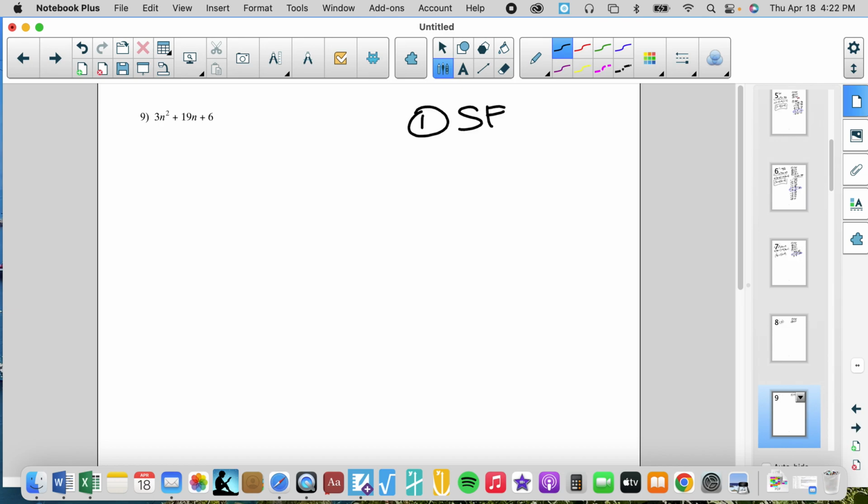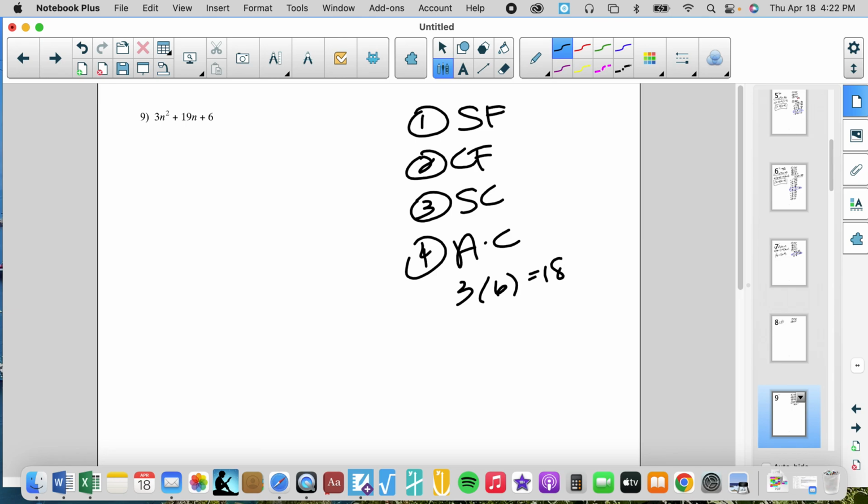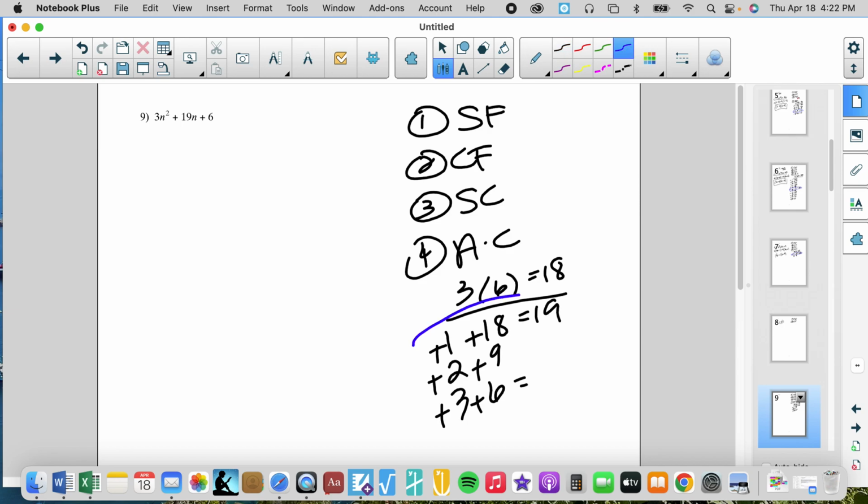Standard form, yes. Common factor, nope. Special case, no. A times C. You should be moving this fast through the problem. 3 times 6 is 18. Factors of 18: 2 and 9, 3 and 6. Signs are the same, both are positive. We need them to equal 19. That's this one. There are my outside and inside.